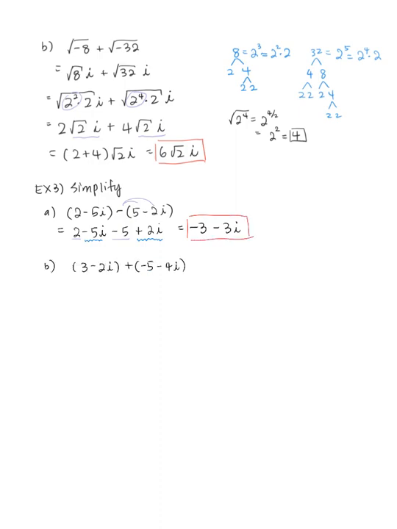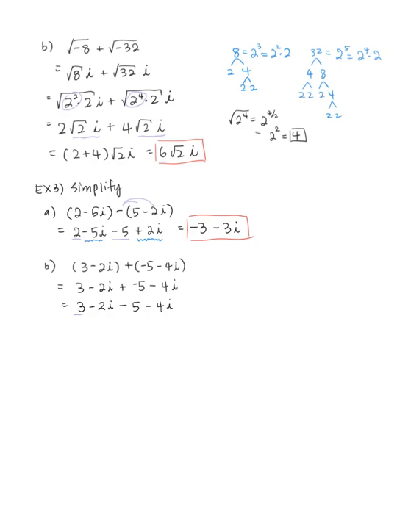3 minus 2i plus negative 5 minus 4i. So try this on your own and see if you can do this. And meanwhile, I'm going to start off with 3 minus 2i and then plus negative 5 minus 4i. And I'm going to rewrite this. A positive and a negative in a row is going to make it a negative 5. And then here you're going to have minus the 4i.